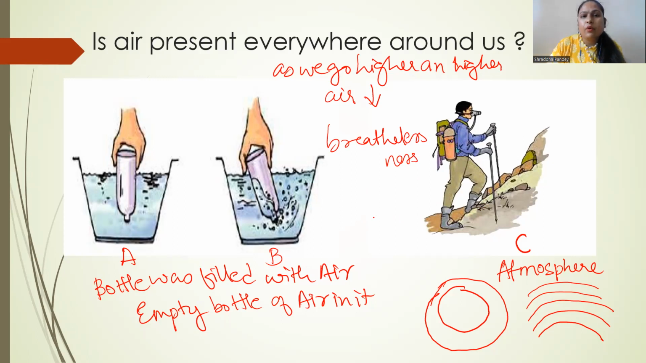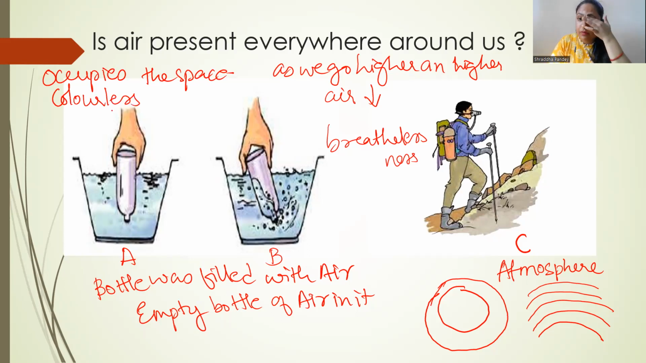It is true. And what is the property of air? It is present everywhere, so it occupies space. And it is colorless. Air is colorless, that's why we can see through it. We can see the other person, we can see the other objects through the air. So air is transparent also, colorless and transparent. These are the properties of air.